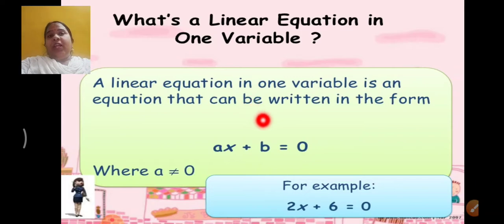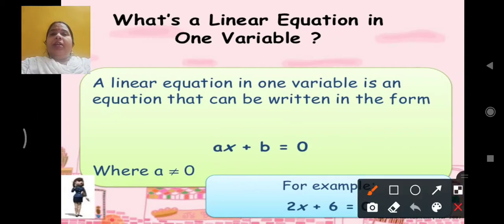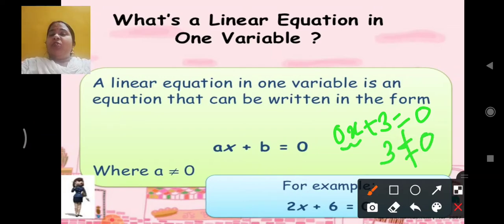So if I want to generalize it, how will I write it? ax plus b is equal to 0. A very important thing is that this a should not be equal to 0. Why? Have you seen such equations as 0x plus 3 is equal to 0? It is absurd, because 0 into any number will be 0. So what we will get? 3 is equal to 0, and that is not possible. So that is the reason it is important to mention that this coefficient of x should not be equal to 0. Whatever is the variable used, the coefficient should not be equal to 0.